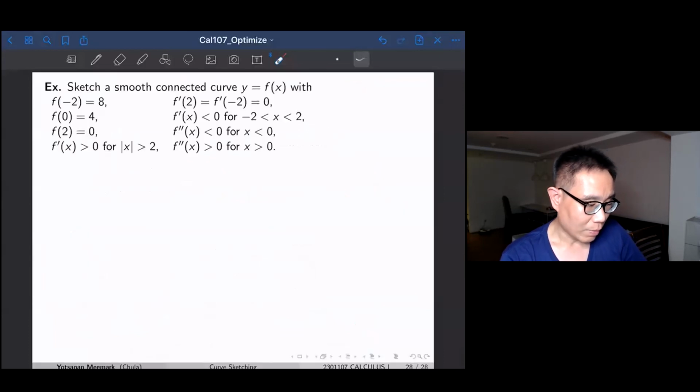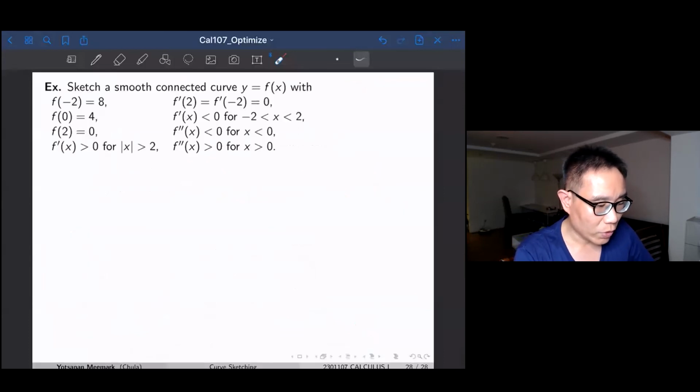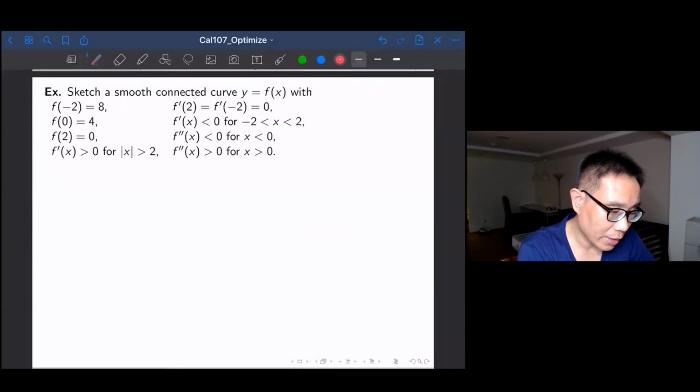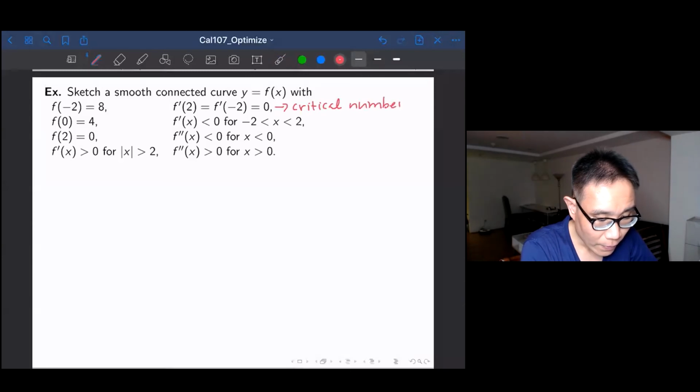Let's do this example. We're going to sketch a smooth connected curve y equals f(x). You're going to shape this graph, and you know some points. You know f(-2) equals 8, and f prime(2) equals f prime(-2) equals 0. So we can remark that these two are critical numbers.